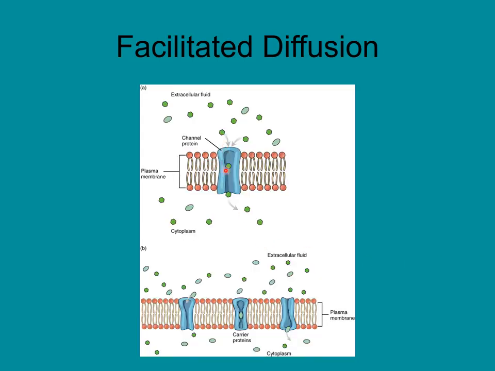So here's an example, once again, a channel, which is a transport protein. It's allowing the substances to move across that membrane from high concentration to low concentration. It just can't go through the membrane, through those phospholipids. Why? Because it's hydrophobic. These substances are hydrophilic. They don't mix.